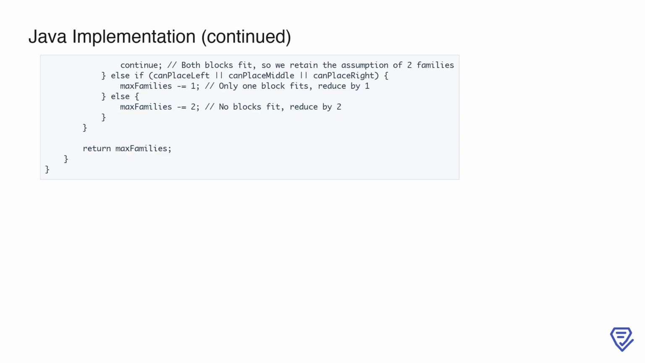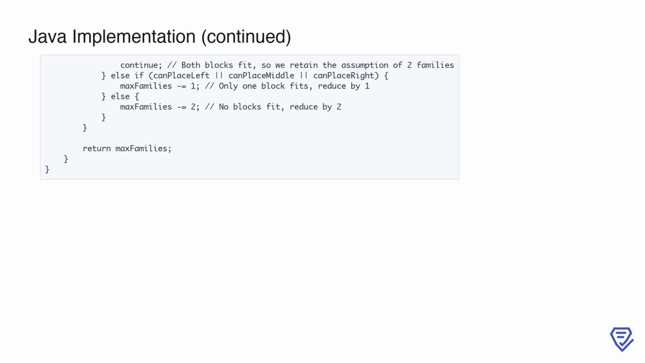If both the left and right blocks are available in a row, we simply continue since we retain the assumption that 2 families can be seated. However, if only one block, either the left, middle, or right, is available, we reduce the max families count by 1, as only one family can fit in that row.